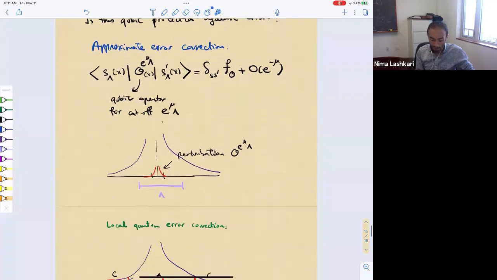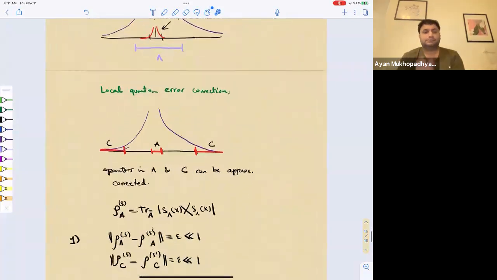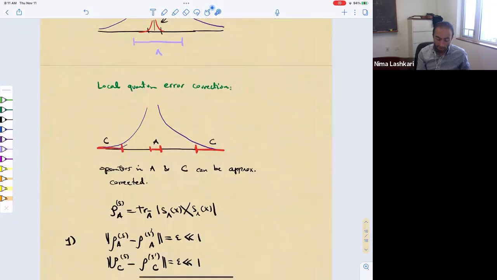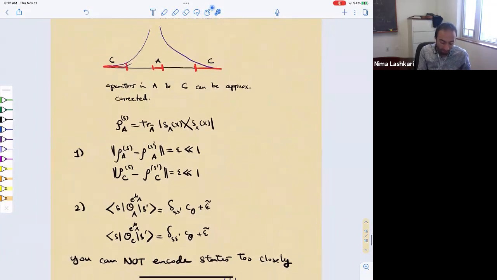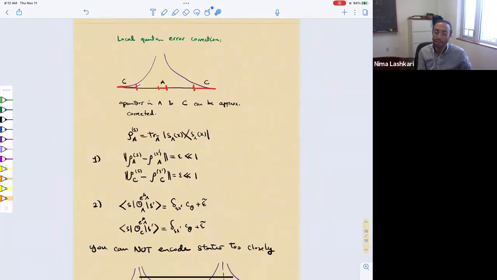On top of that, you actually have local quantum error correction, which means you could correct for operators out here as well, as we would like. I'm out of time, so I'm not going to discuss the details of the calculation, but the way it is done is by constructing the reduced density matrices for regions A and C in these excited states that we have been discussing, and calculating the fidelity, which is a measure of distance between reduced density matrices in these states, and proving that the fidelity is small.